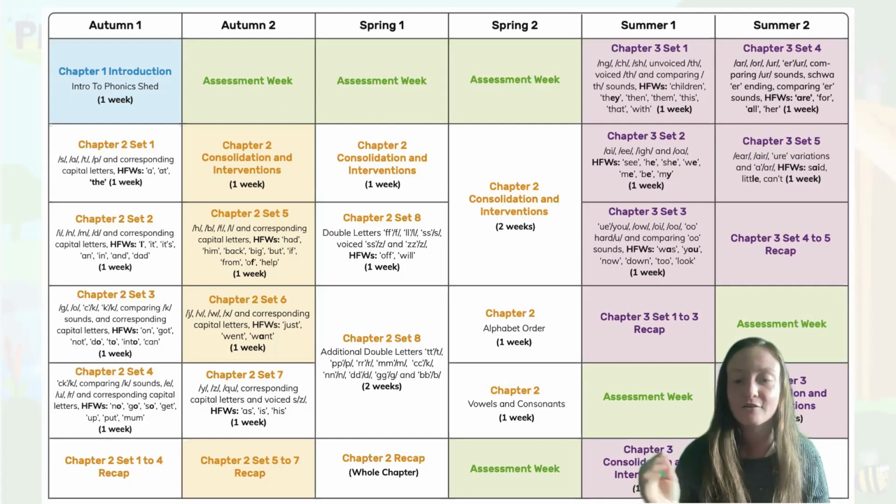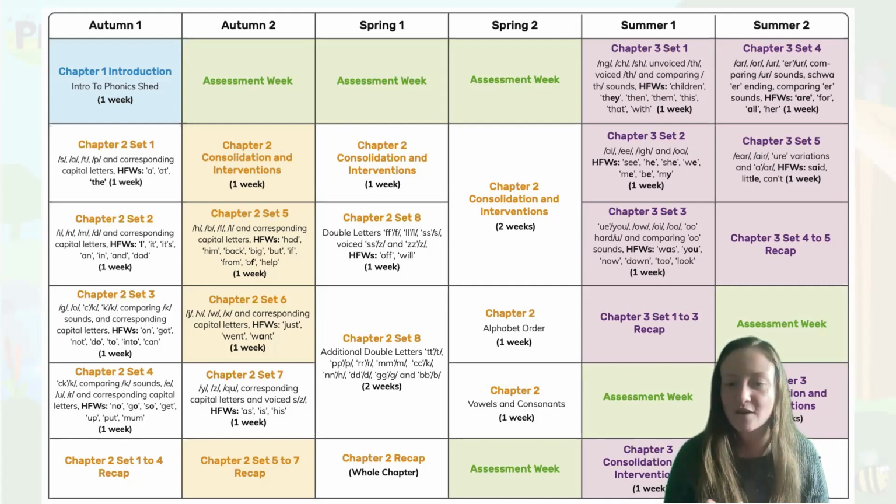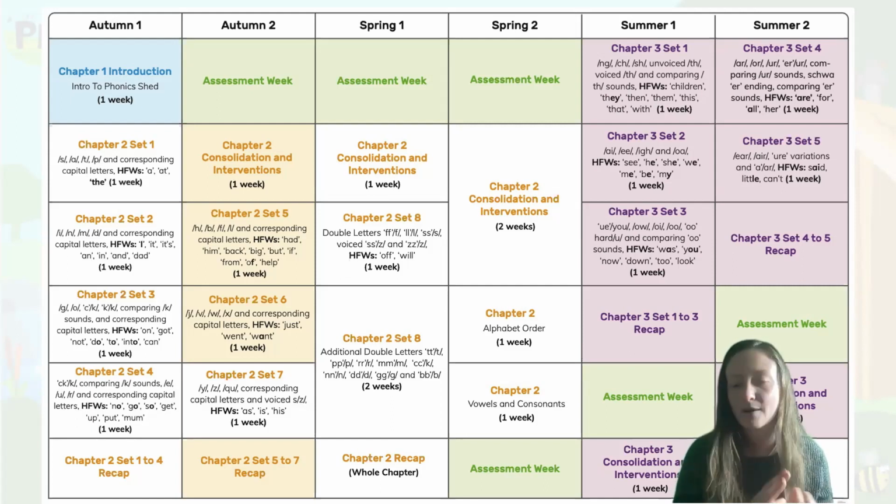And there are quite a lot of blending challenges in that additional double letters, so it's got quite a long focus on that. Now, to prepare children for moving on to chapter 3 and applying these blending and segmenting skills in the chapter 3 graphemes that we're learning, we have got alphabet order and vowels and consonants before they start. So then in chapter 3, when they start learning new GPCs, there aren't actually that many, and they can apply those skills with these new GPCs.